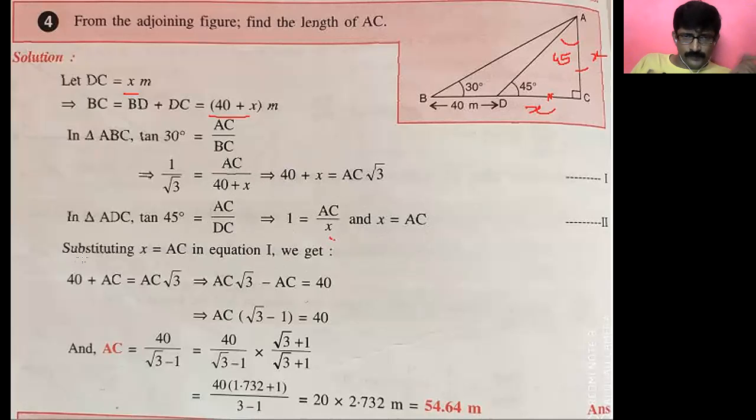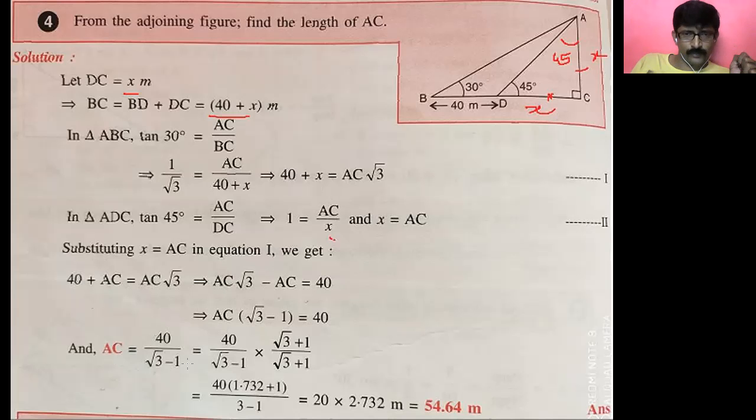Now substituting X is equal to AC, or AC is equal to X, in equation number 1, what are we going to get, students? Look at this, 40 plus X is equal to AC root 3. So this becomes AC root 3 minus AC is equal to 40. We just put AC in place of X, nothing else. And then we will take AC to one side of the equation. If we take AC common, this becomes AC times root 3 minus 1 in the bracket is equal to 40. So AC, what is the value of AC?